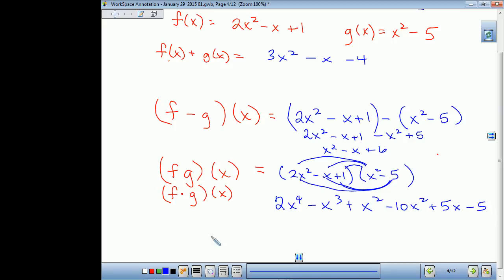So this simplifies to the product of f and g is 2x to the 4th minus x cubed minus 9x squared plus 5x minus 5.